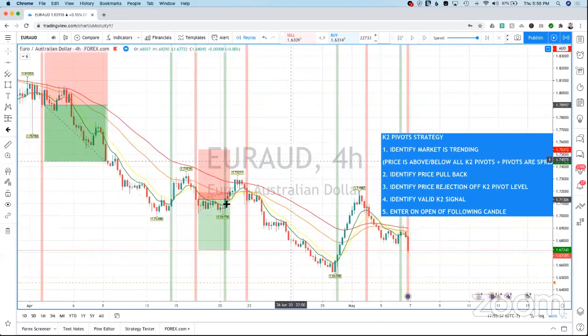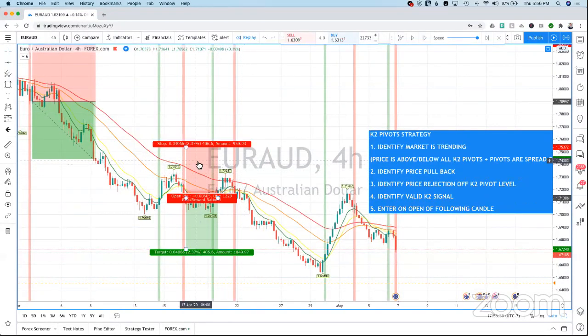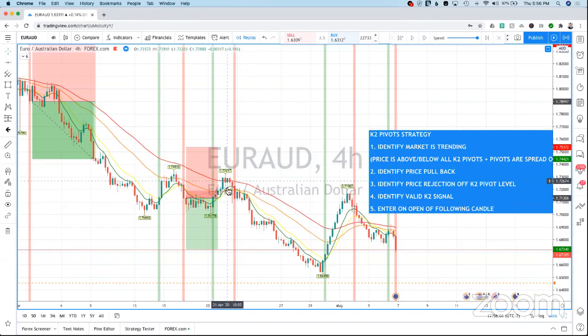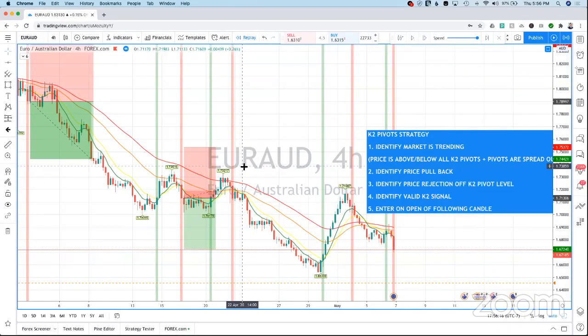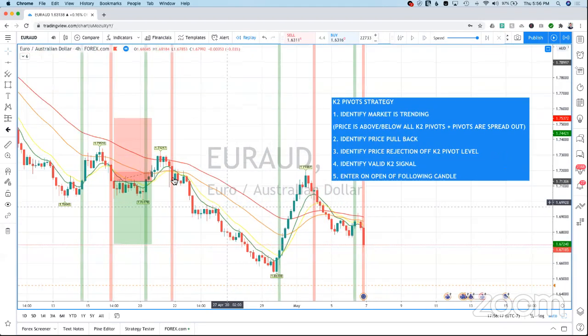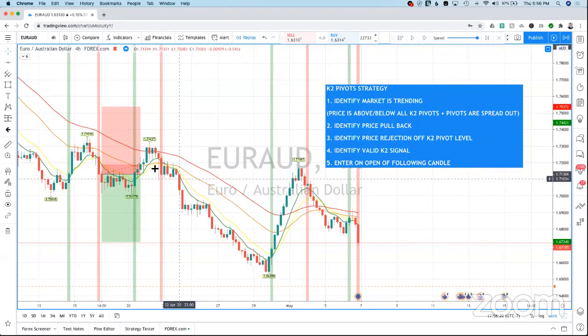See, this is where it gets a little iffy. I probably wouldn't take this one right here, even though it would have been a nice win, because price came up above all the pivots. Once it comes up above all the pivots, odds are the trend might be reversing. Also, the problem with this is that once we got that signal, the pivots got all messy. So I wouldn't have entered this trade, even though it would have been a straight winner, because it's a very iffy trade.